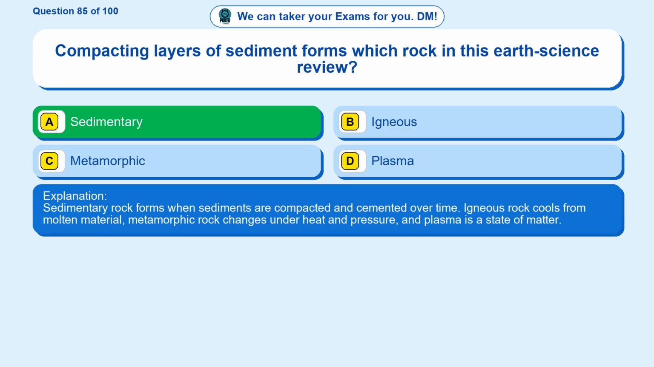Sedimentary rock forms when sediments are compacted and cemented over time. Igneous rock cools from molten material, metamorphic rock changes under heat and pressure, and plasma is a state of matter.